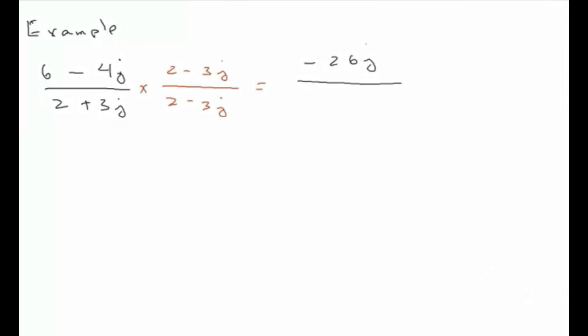Divided by what? 13. There's no j, 13. Yeah, 13. Now remember when you multiply, let me write this one. So this 13, if we divide this one, this will be minus 2j.